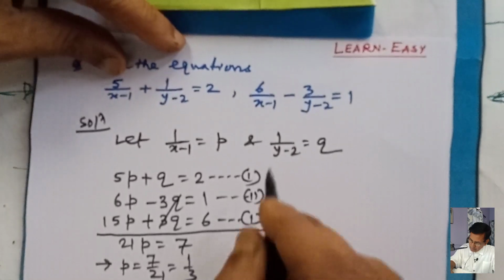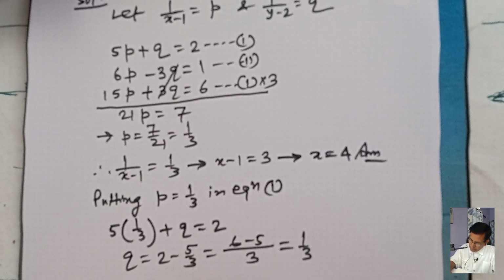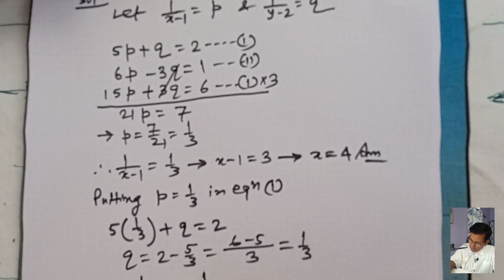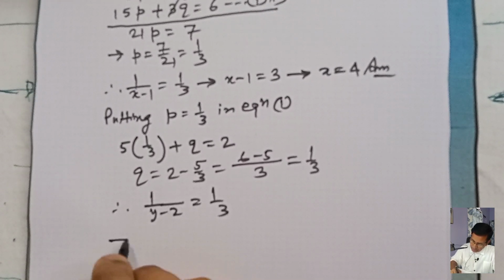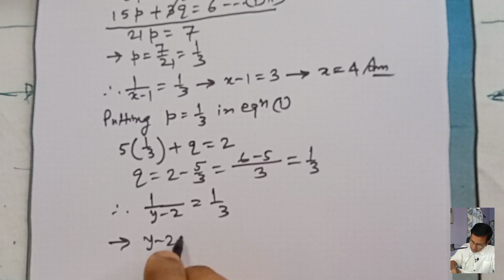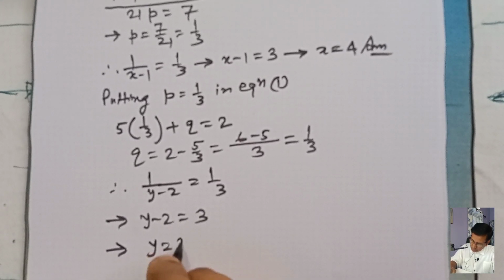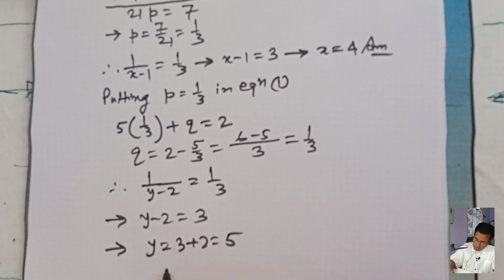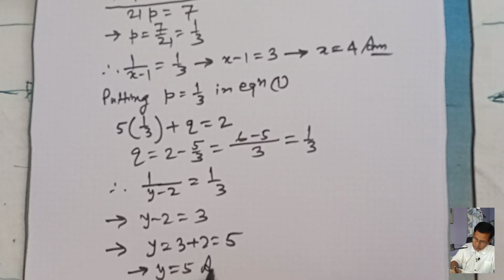Therefore, we have assumed q is equal to 1 by y minus 2. Therefore, 1 by y minus 2 is equal to 1 by 3, or y minus 2 is equal to 3, or y is equal to 3 plus 2 is equal to 5. So y is equal to 5. This is also an answer.